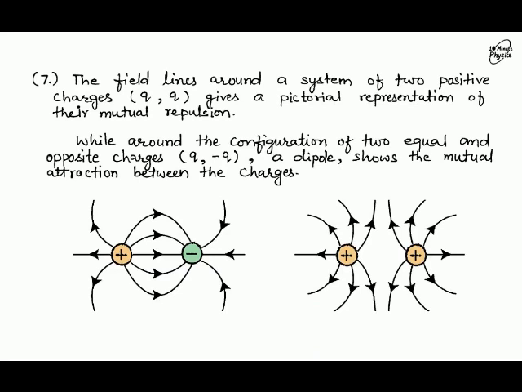The seventh property of electric field lines: the field lines around a system of two positive charges give a pictorial representation of their mutual repulsion. So for two positive charges, the pictorial representation of field lines will be repulsive. For a positive and a negative charge, the pictorial representation of field lines will be attractive.